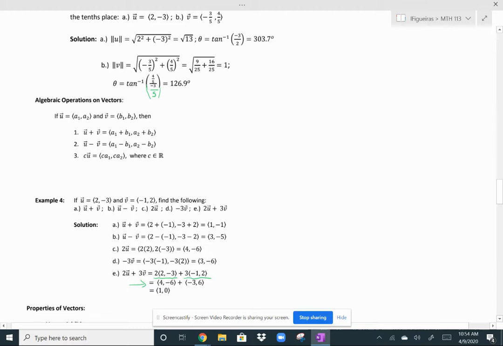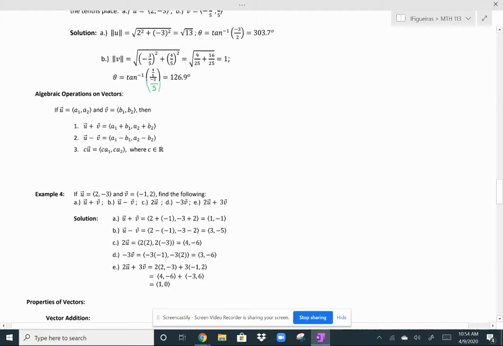So we get 4, -6. It's being added to -3, 6. Then we add the corresponding horizontal components, or the x's. So 4 and -3 gives me 1, -6 and 6 gives me 0. So 2u plus 3v has a vector value, component value of 1, 0.